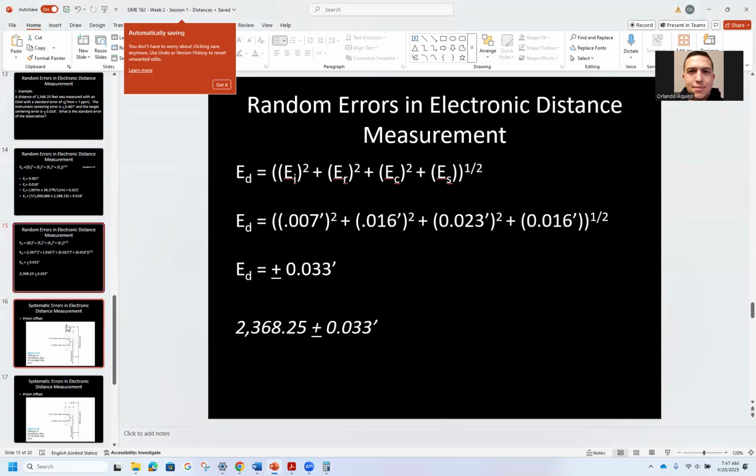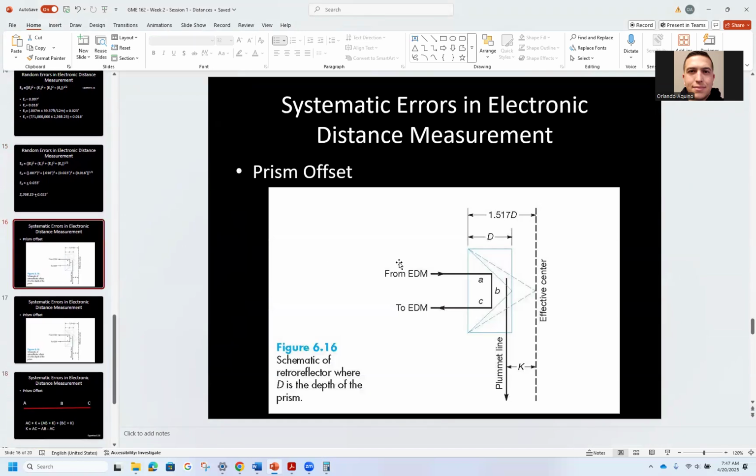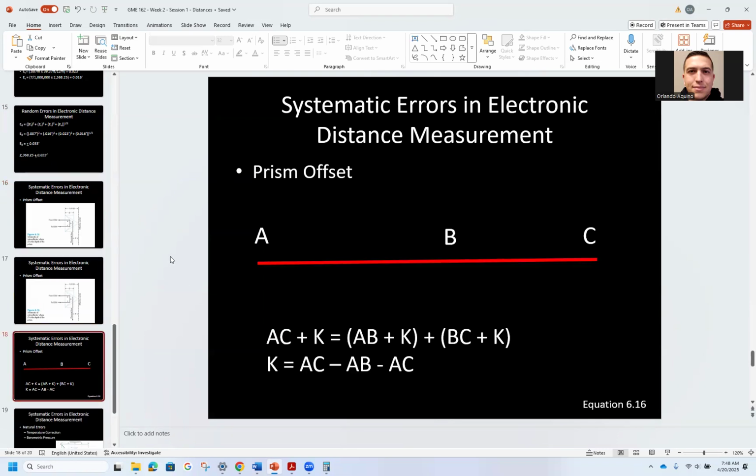The next part you'll see in the video that's discussed, and actually this was already discussed in the systematic errors, is from the EDMI. You have the A value from the EDMI, and then you have your to EDMI, that's C, B being the center of the prism, D being the width of the prism, and then K being where the sunlight, the effective center, would run through and hit. And so again, if you were to go through that video and watch it, you would get the formula of AC plus K equals AB plus K, and then that's plus BC plus K.